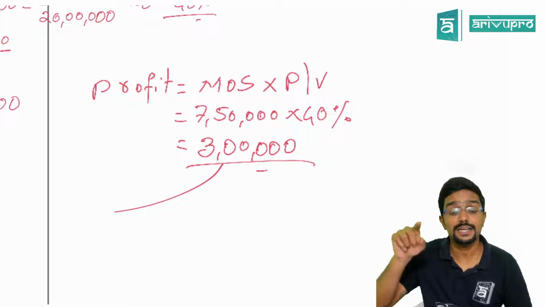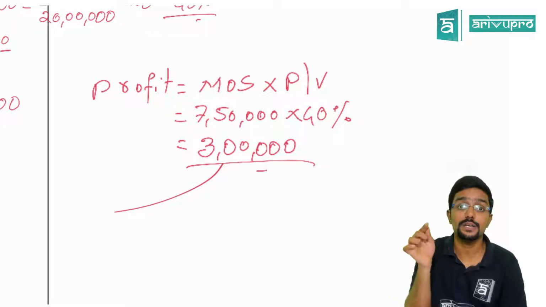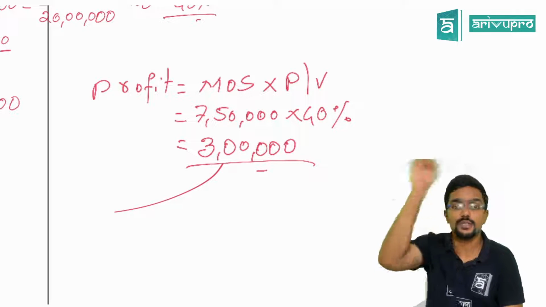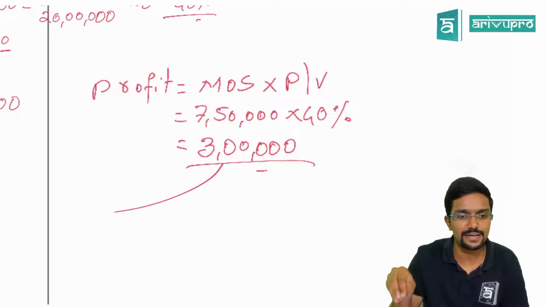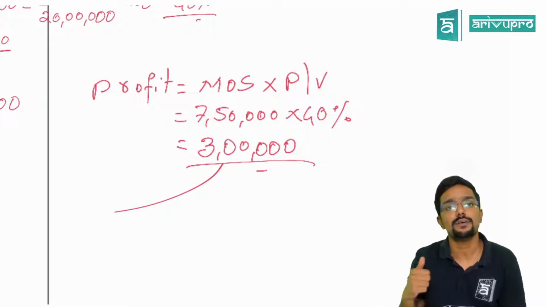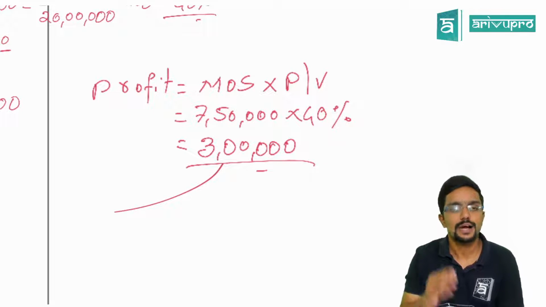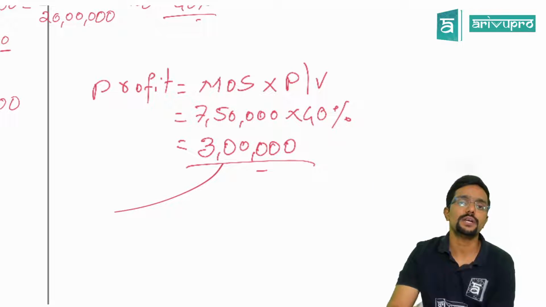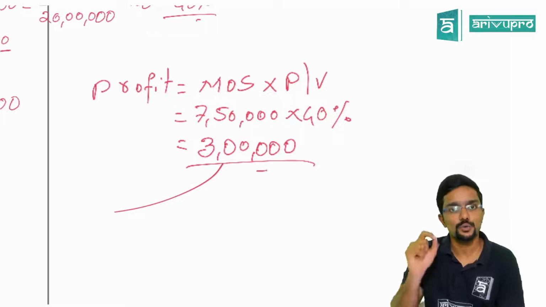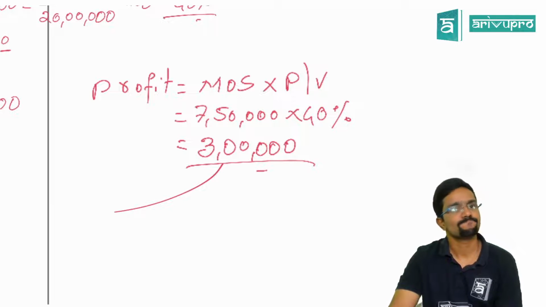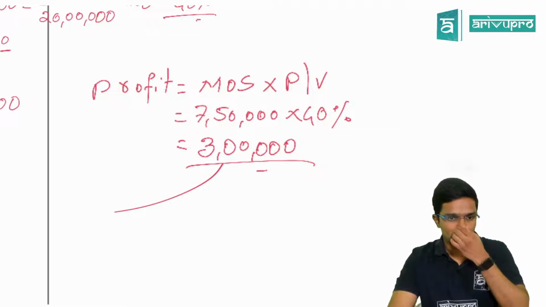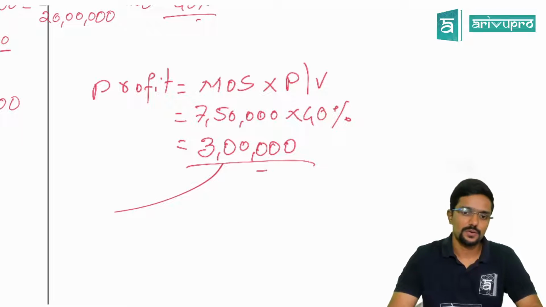Okay, and that 3 lakh is my contribution. That is only for 7,50,000 sales, not for the total sales. Agree? For making additional sales of 7,50,000, what is the contribution I have earned? 3 lakh rupees. And that is actually equal to my profit, because my fixed cost to make this additional sales is 0. Clear? Understood, sir. Okay. Chalo.